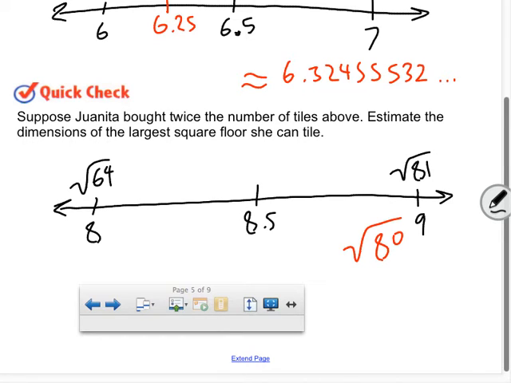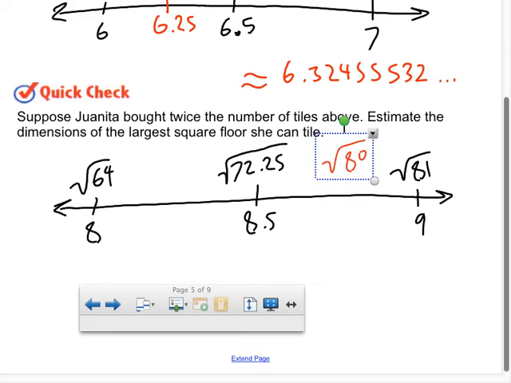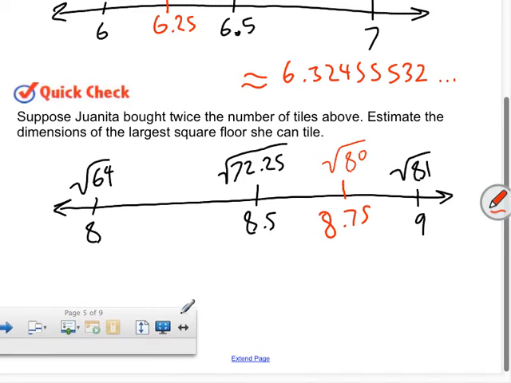8.5. Let's figure out what the square of 8.5 is so we know what to put above it that's equivalent. Come on, what's the square of 8.5? 72.25. The square root of that equals 8 and 5/10. Now, which side of the interval will the square root of 80 sit? The right side, good. So what are we going to estimate the square root of 80 to be? 8 and 75/100.